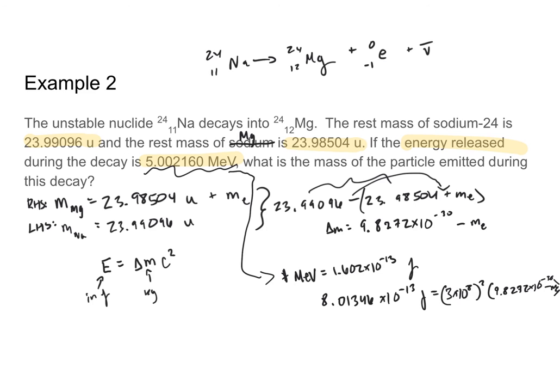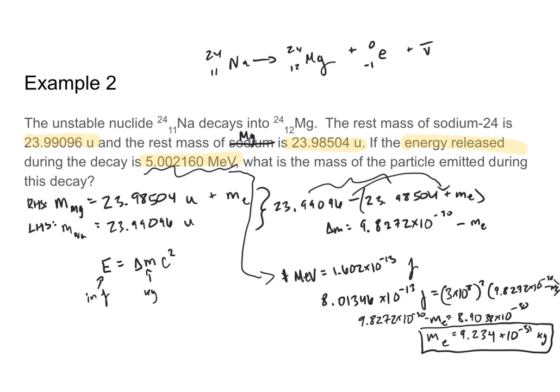From there, I can do some algebra to solve for the mass of my electron. I'm going to start by dividing by 3 times 10 to the 8th squared, which gives me that 9.8272 times 10 to the negative 30th minus the mass of my electron is equal to 8.9038 times 10 to the negative 30th, giving me that the mass of my electron is equal to 9.234 times 10 to the negative 31st kilograms, which if you look up in your data booklet is almost exactly the actual mass of an electron.